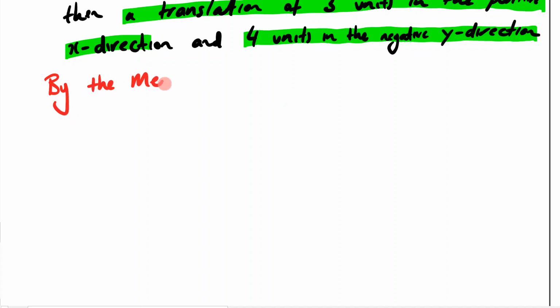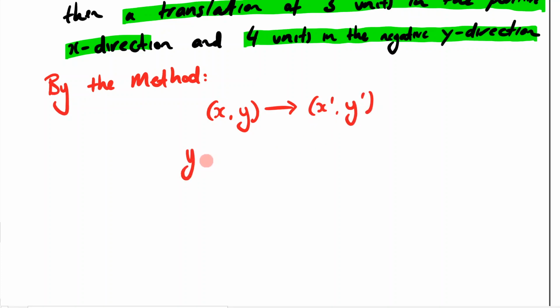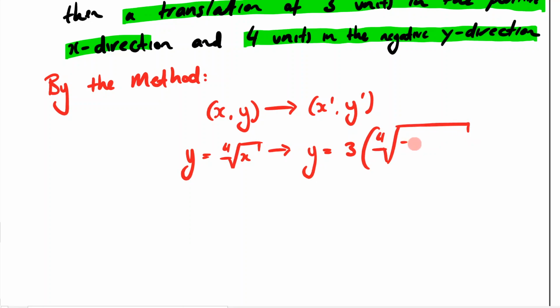By the method. The way I like to do this is by first going, all right, I have x, y, and I'm going to my new point, x dash, y dash. I know that my original graph is this, and that my newly transformed graph, now let's see if I can do this correctly, like that, like that, like that. Then it was negative a half x, and then it was plus 3 on 2, close bracket, then minus 4.